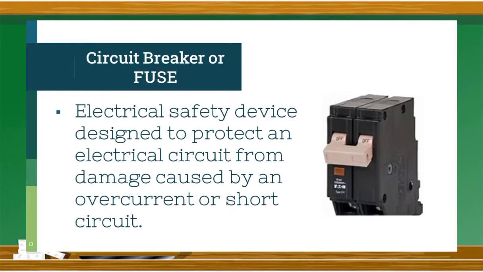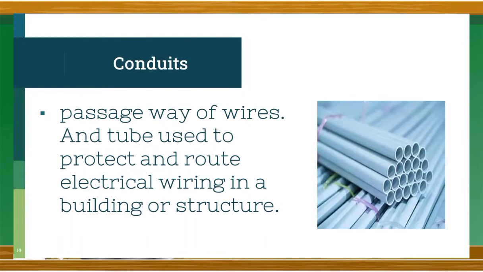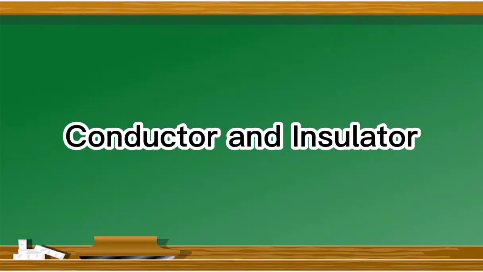Second to the last is the circuit breaker or fuse, an electrical safety device designed to protect an electrical circuit from damage caused by an overcurrent or short circuit. The last one is the conduits, passageway of wires, and tube used to protect and route electrical wiring in a building or structure. Let's proceed to the conductor and insulator.